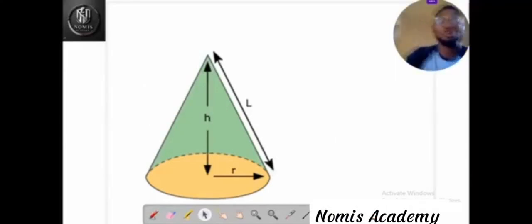This time we'll be dealing with volume of a cone. Yes, this image you're seeing on your screen is a cone. A cone is a solid shape that has a curved surface and a round base surface. So this is a cone. Let us deal with volume of a cone this time.